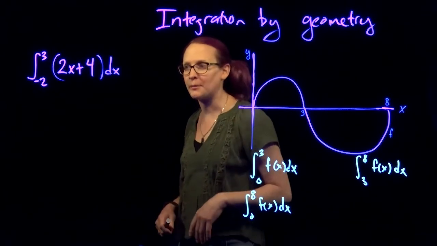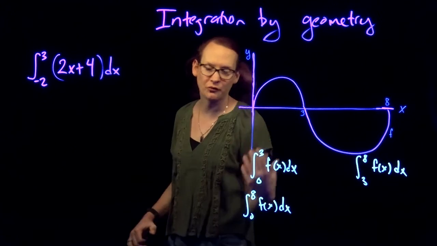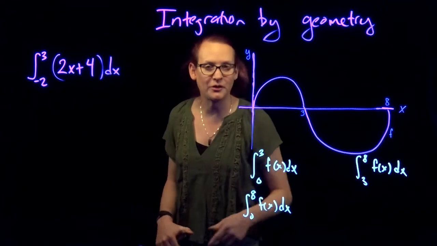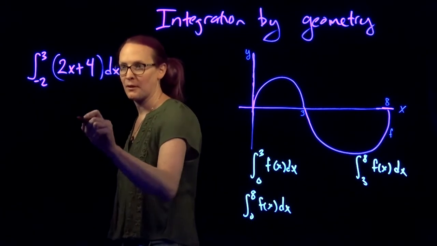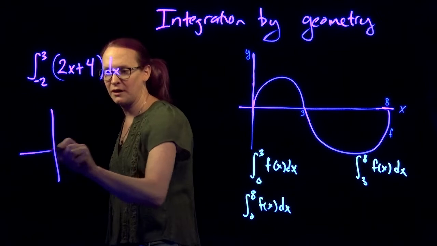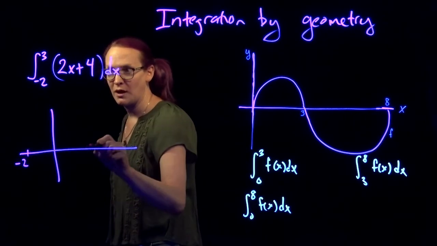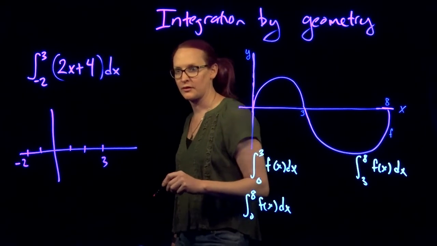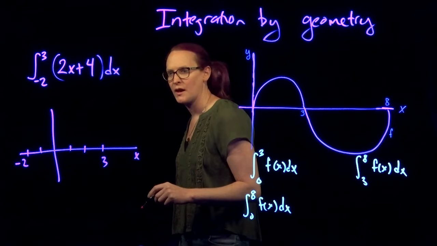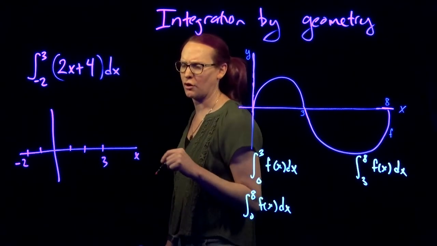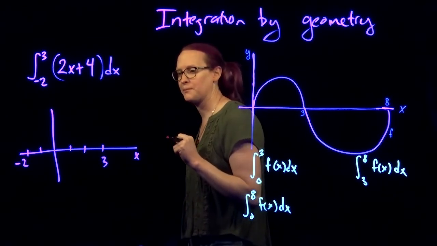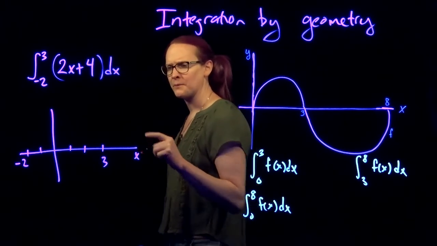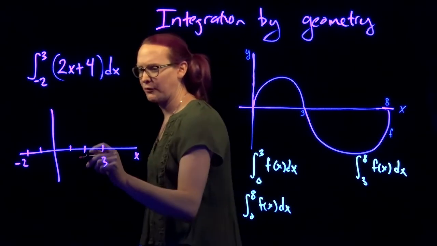So I want to do this by geometry rather than using the power rule for integration on this polynomial function, which means that I'm going to start by drawing a plot of my curve. So we're going to need to go from -2 to 3. That's going to be our x-axis. 2x plus 4. Let's draw the curve, and then we'll shade the area that we're interested in. This is a line. It is slope 2 and intercept 4.